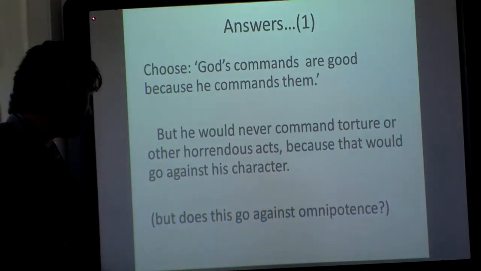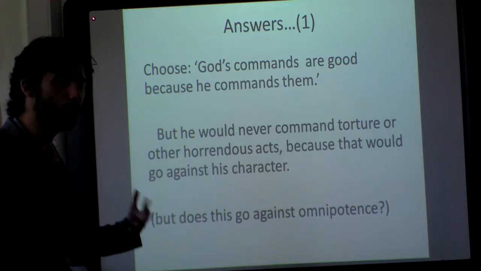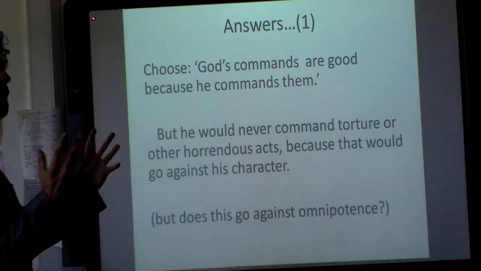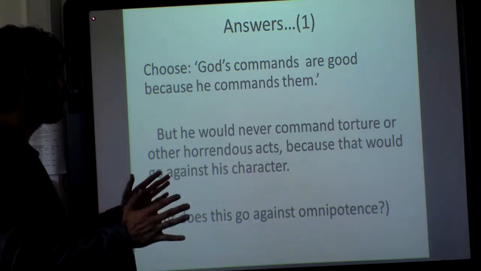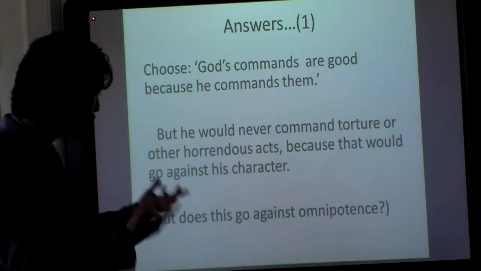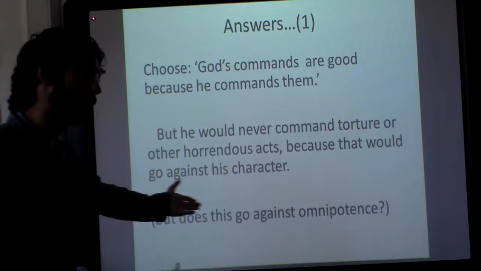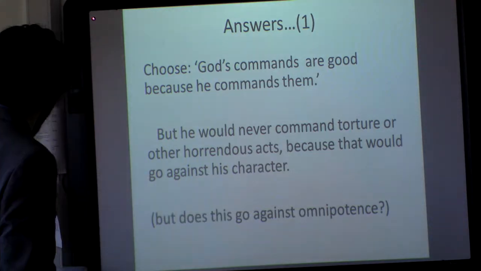Now I happen to think that's probably the best solution to the Euthyphro dilemma. The only problem that I can think of is that it seems to go against the idea of omnipotence, right? Because it seems like God is limited by his character. I don't think that's a particularly serious problem, but if you wanted to argue against this, this is what you could say.